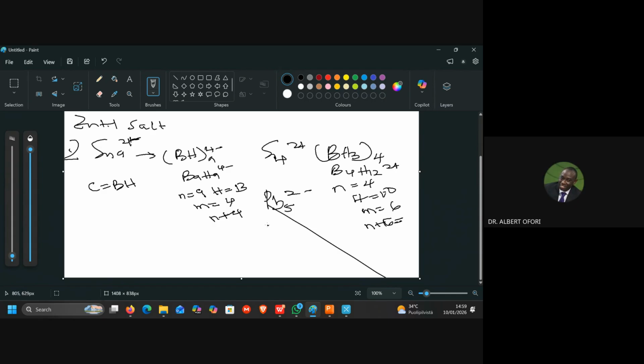How about Pb5 2 minus? Pb5 2 minus. The same thing. Lead belongs to the carbon group. So carbon will have BH, and we have 5 of that. So that is B5H5 2 minus. So n is equal to 5, H is equal to 7. Do we agree? Yes, sir. So m is equal to 2. So it's n plus 2, which is closo. Okay.